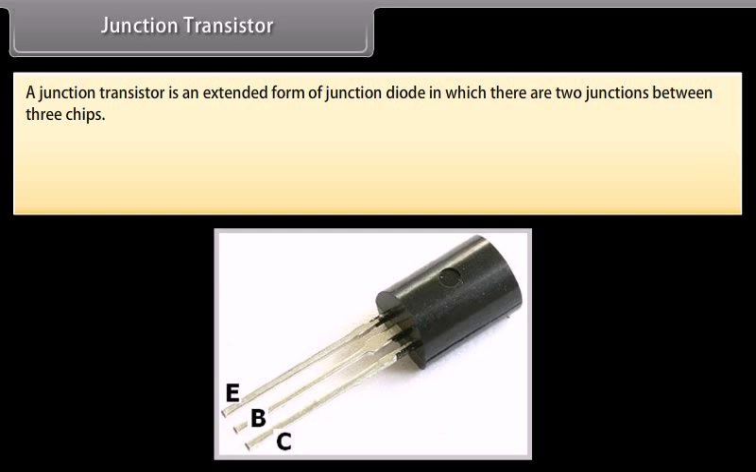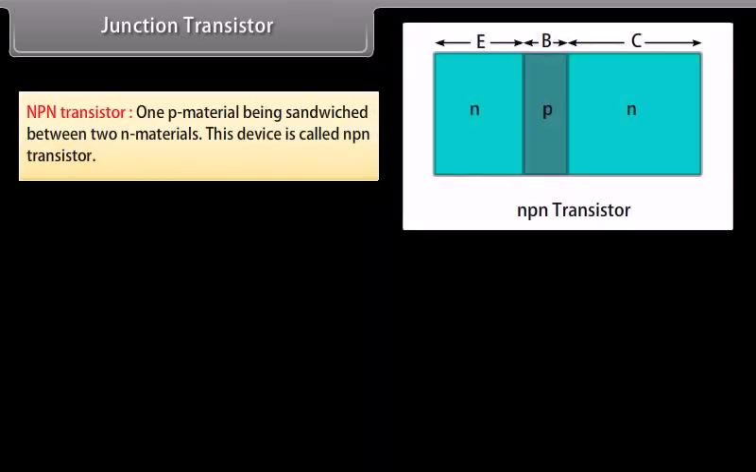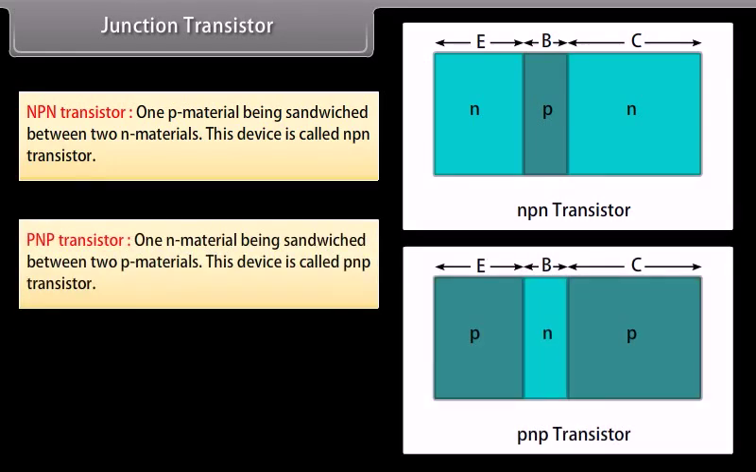Junction transistor. A junction transistor is an extended form of junction diode in which there are two junctions between three chips. The two kinds of transistors are NPN transistor and PNP transistor. In the NPN transistor, one P material is sandwiched between two N materials. This device is called an NPN transistor. In the PNP transistor, one N material is sandwiched between two P materials. This device is called a PNP transistor.